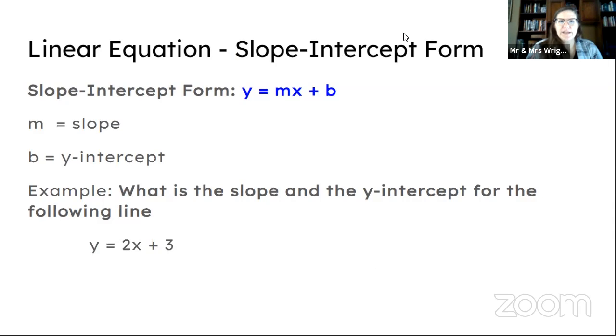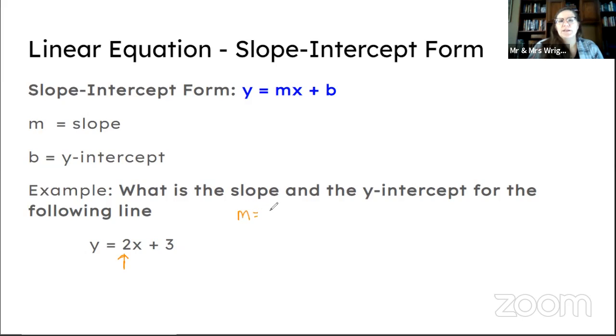All right, so here we have y equals mx plus b. We have an example of it down here. What is the slope and what is the y-intercept? Well, this is easy enough for us to identify. We see the coefficient of the variable is going to be m. And so 2 is our slope, m equals 2.